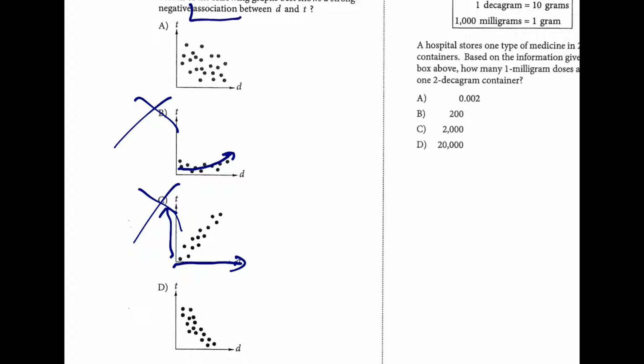The second word here is association. This means how closely this scatter plot resembles a line. Between choice A and choice D, which one more closely represents a line, or looks like a line? D would be the best answer.